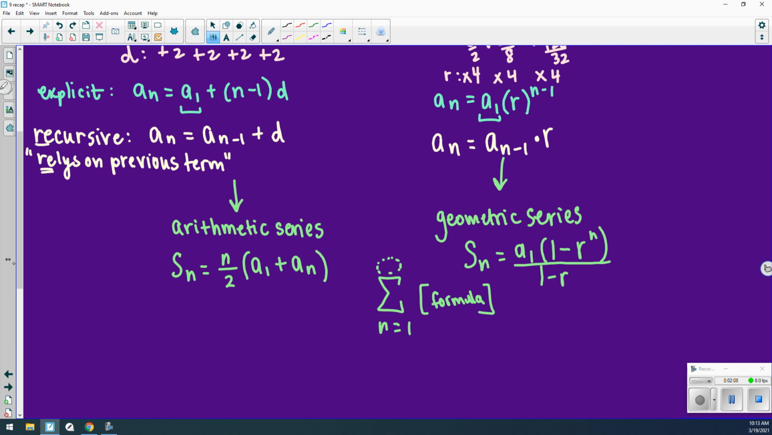Our lower index is usually 1. This is the first term in the sequence, and then we're going to add a certain number of terms in the sequence, and that certain number goes at the top of sigma. Next to sigma, you would write the formula, either the arithmetic formula or the geometric formula for the sequence of numbers that you are adding together.